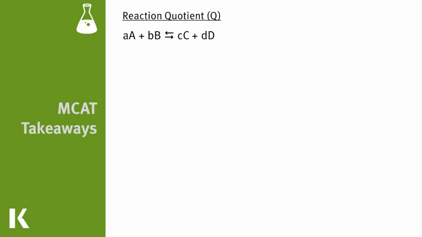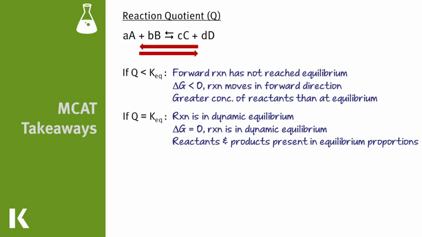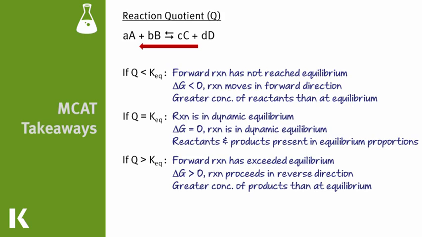Lastly, we learned about the reaction quotient, which tells us whether a reaction is reaching equilibrium or has surpassed it. When Q is less than K equilibrium, there are more reactants than products at this point of the reaction than at equilibrium, and the reaction is moving spontaneously towards the formation of products. If Q equals K equilibrium, the reaction is said to be in dynamic equilibrium. And finally, if Q is larger than K equilibrium, there are more products than reactants at this point of the reaction than at equilibrium, and this time the reaction is proceeding towards the formation of reactants in order to reach equilibrium.